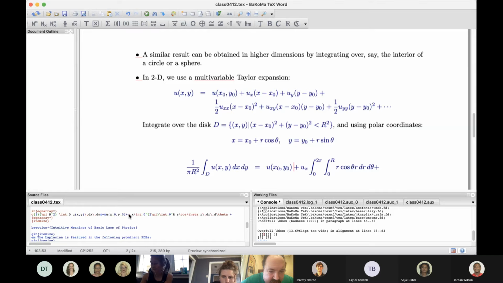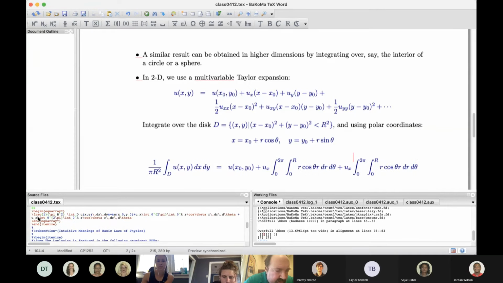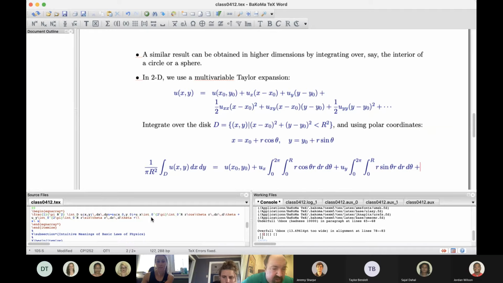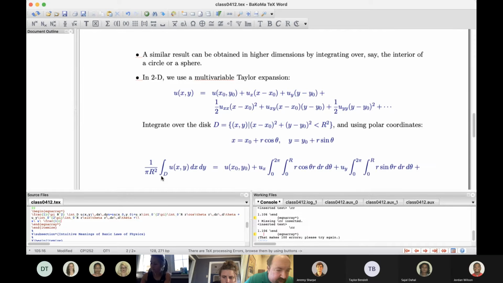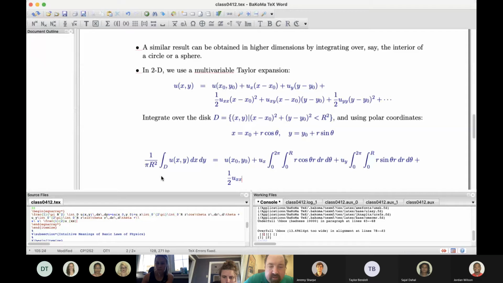And then I'll have a similar thing for uy dy. I hope I can fit it on this line. I'm just going to have sine theta. Okay. And then for second derivative terms, all the partial derivatives can be factored out. I can't forget to divide by pi r squared.